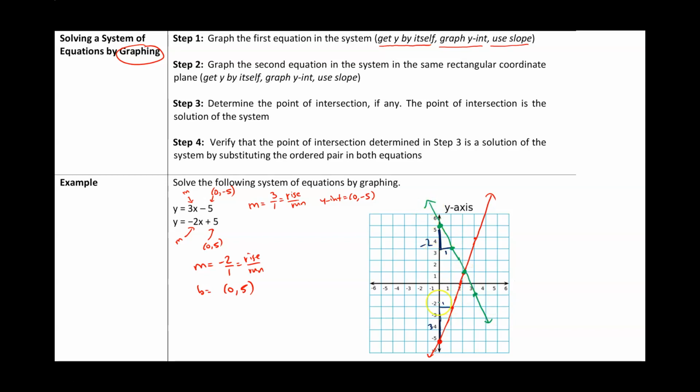Now notice that those two lines intersect at this point. And that point is the point (2, 1). So the x value is 2 and the y value is 1. So our solution is going to be the point (2, 1).